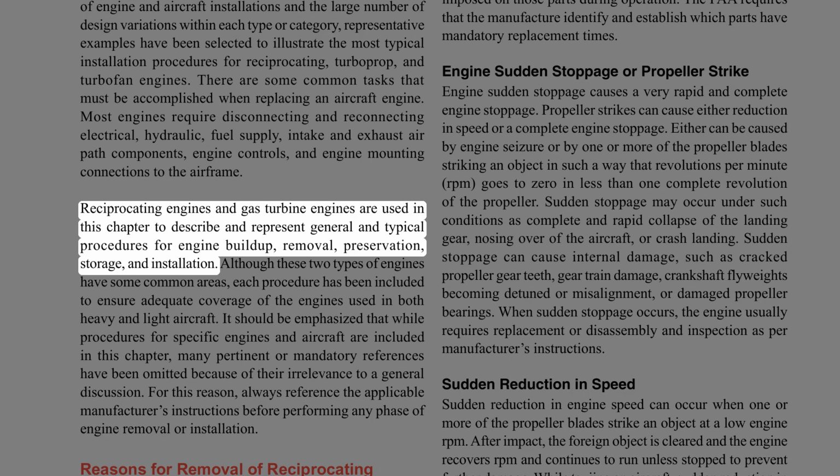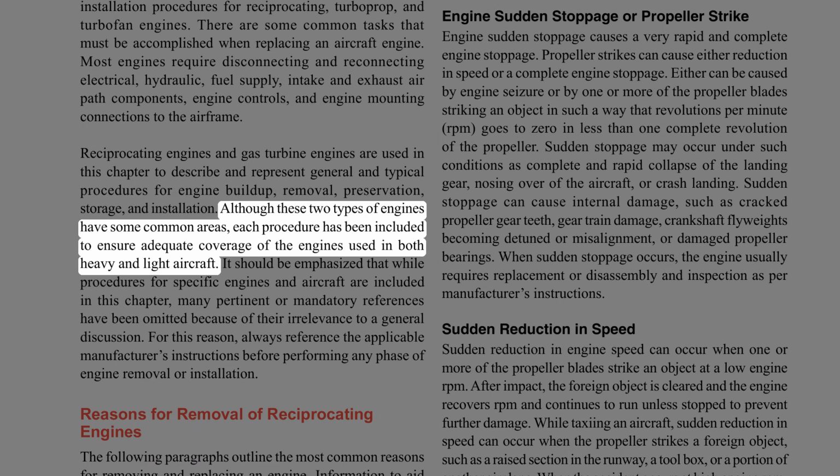Reciprocating engines and gas turbine engines are used in this chapter to describe and represent general and typical procedures for engine buildup, removal, preservation, storage, and installation. Although these two types of engines have some common areas, each procedure has been included to ensure adequate coverage of the engines used in both heavy and light aircraft.